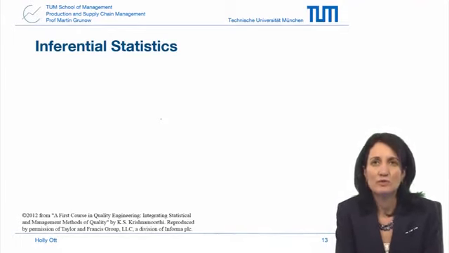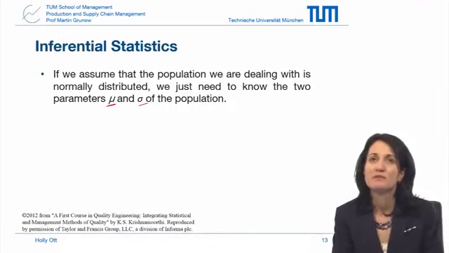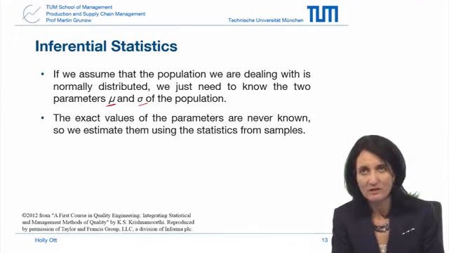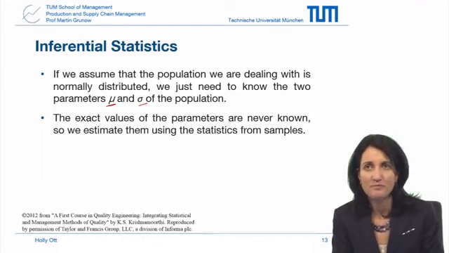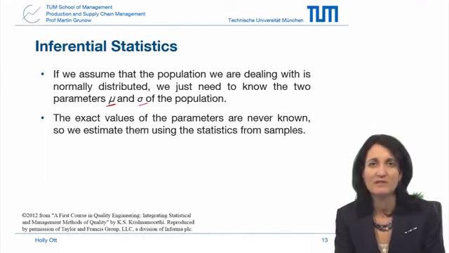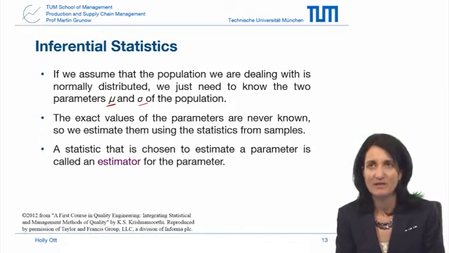So if we assume that the population we are dealing with is normally distributed, we just need to know the two parameters, mu and sigma of the population. Now the problem is the exact values, as we just said, are very difficult to know or are never known. And we need to estimate them using sample statistics from samples. A statistic that is chosen to estimate a parameter is called an estimator for that parameter.